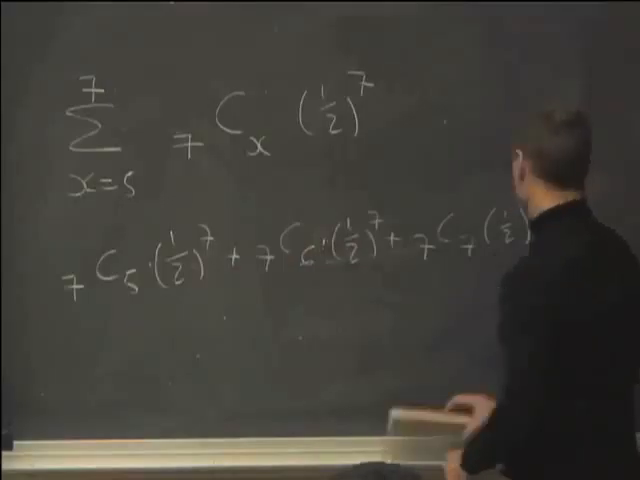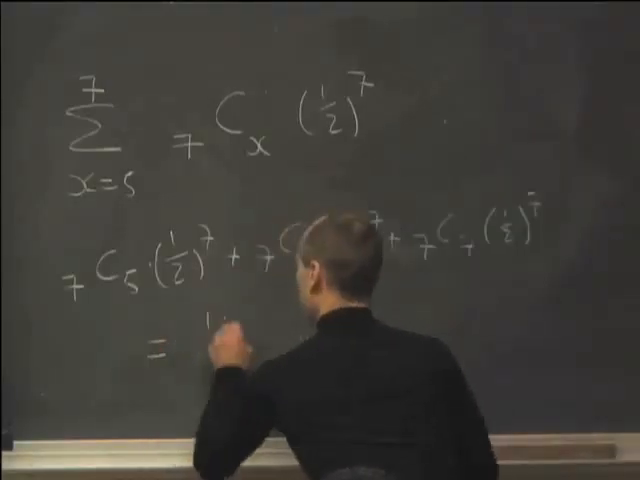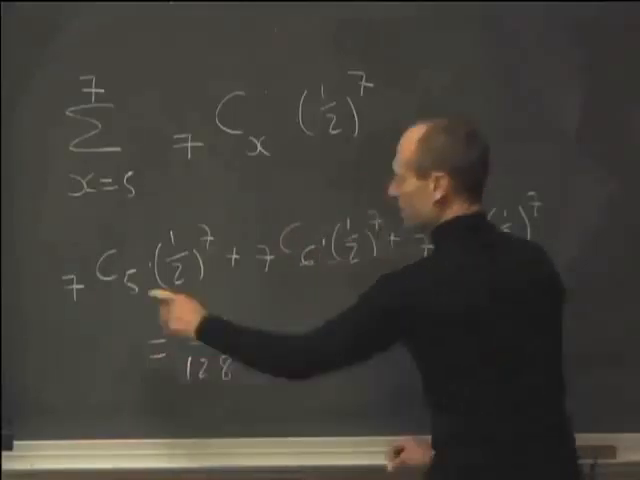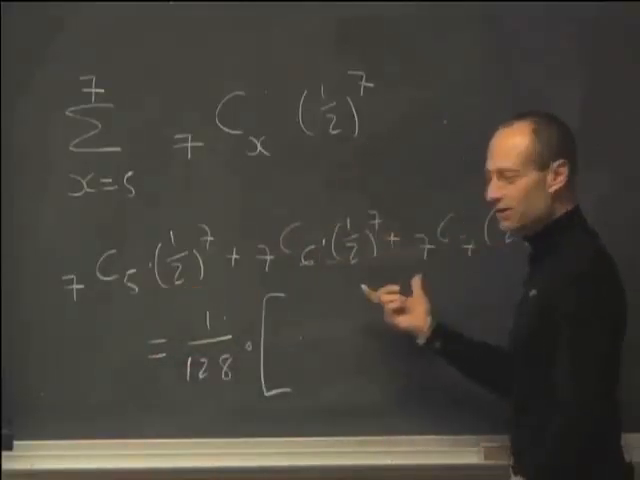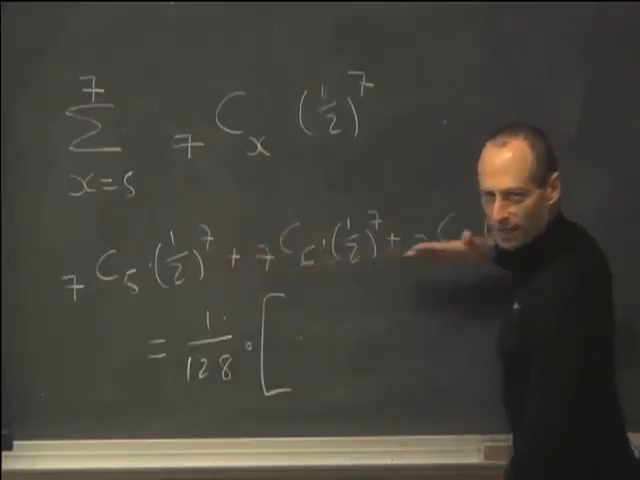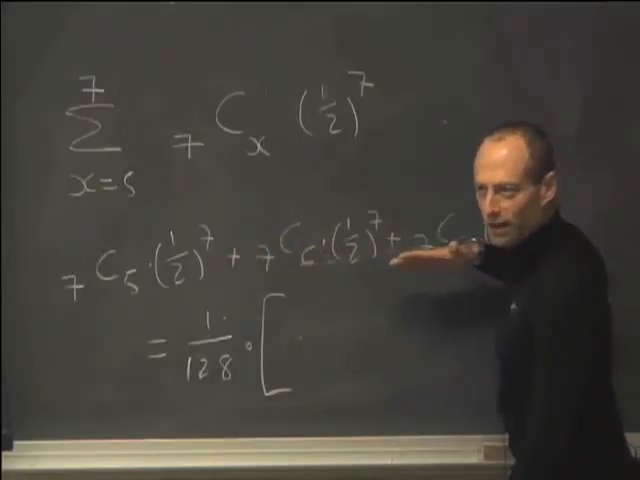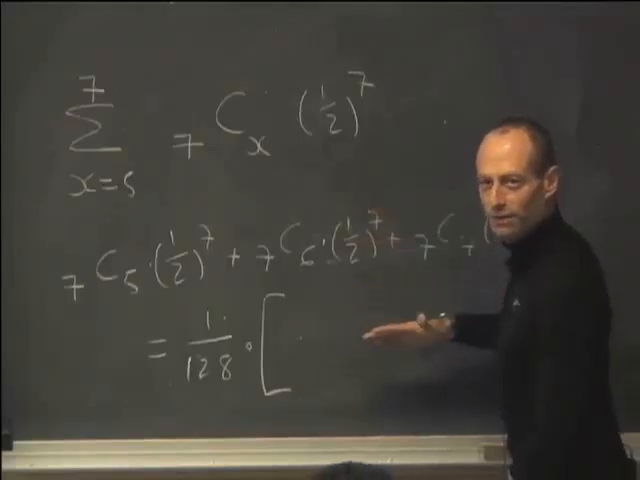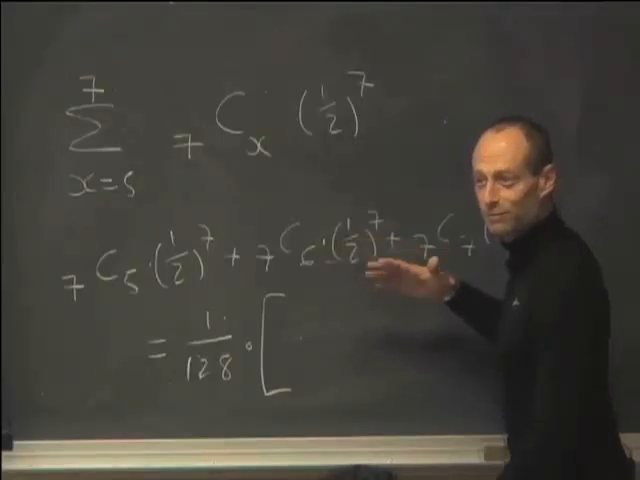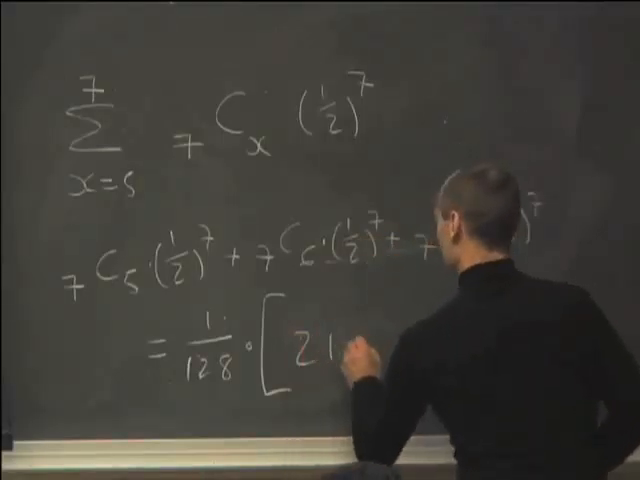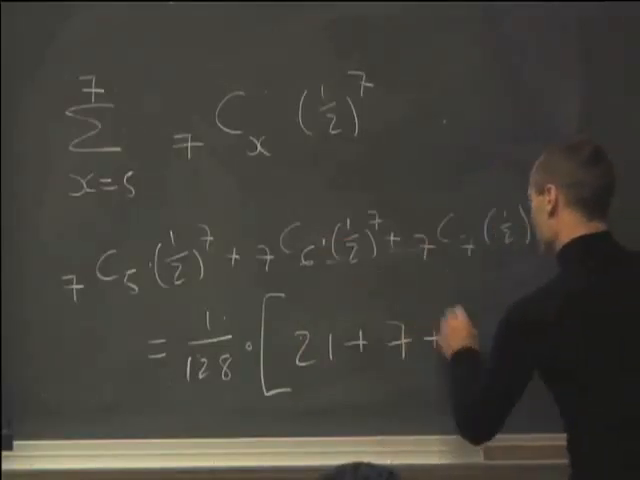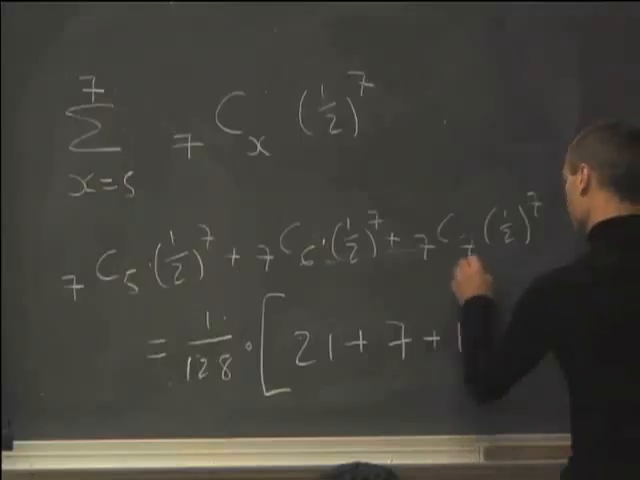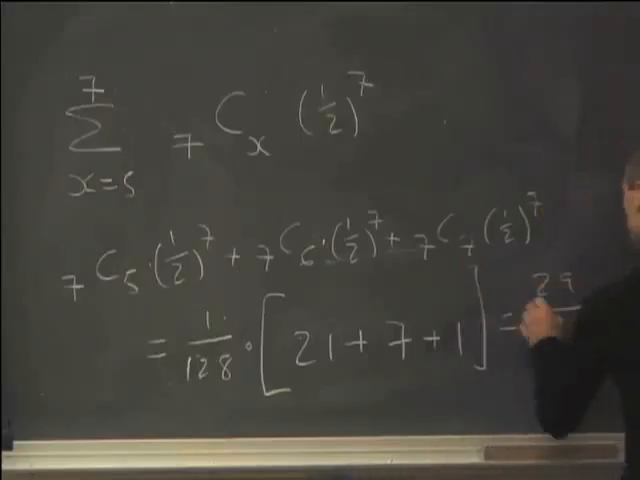Yeah? So what do we got? We've got 1 over 128 times a sum. 7 choose 5 is going to be 7 times 6. The rest of them get canceled by the 5 factorial. And then we have over 2 times 1. Okay. So that's 7 times 3, which is 21. Plus 7 choose 6 is 7, plus 7 choose 7 is 1. Okay, so this is equal to 29 over 128.